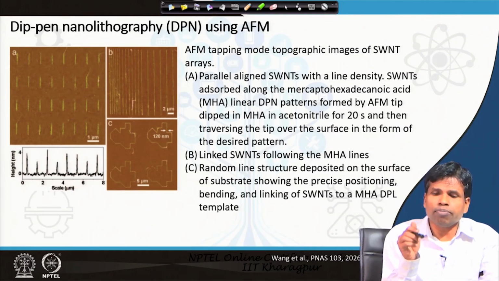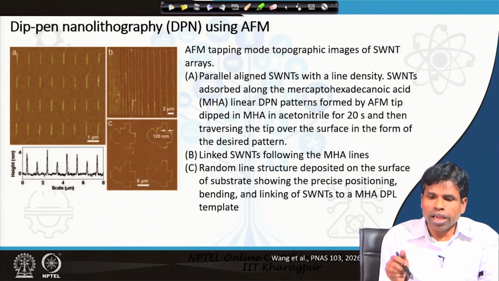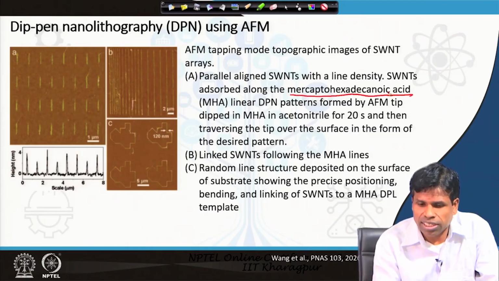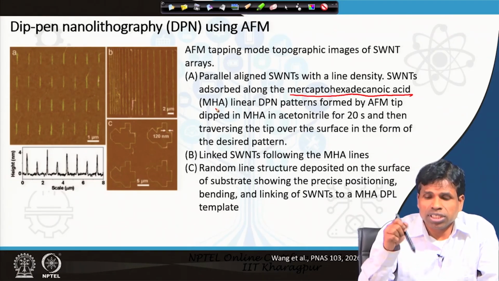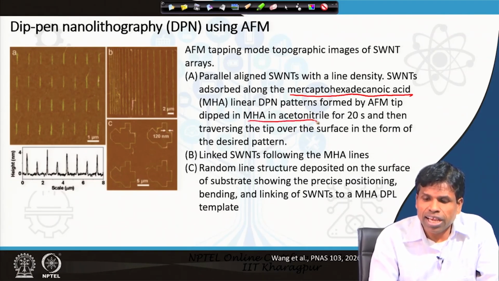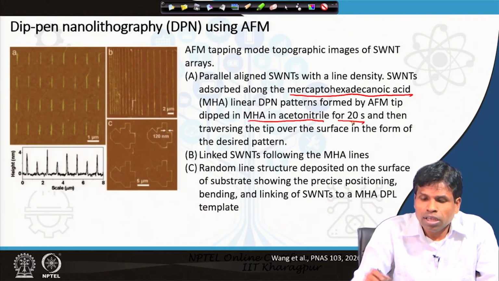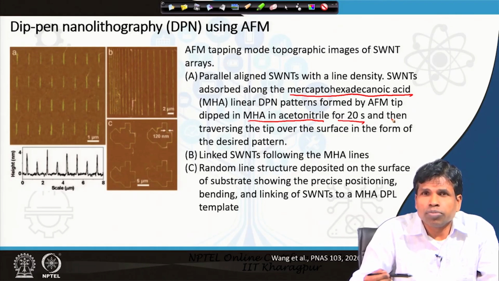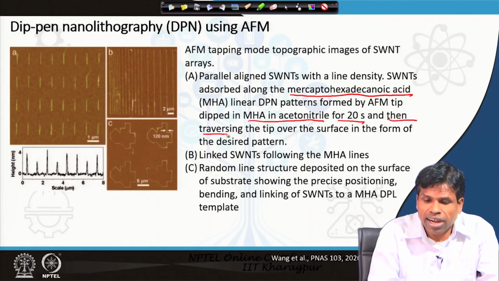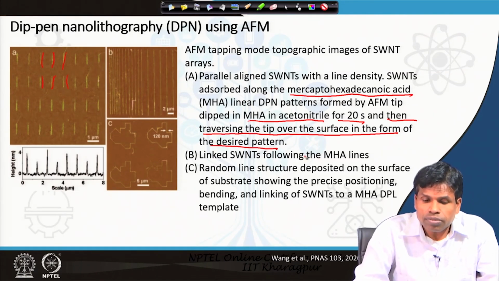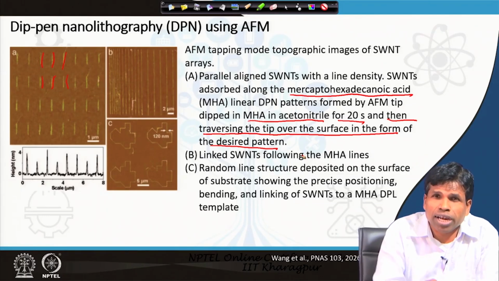Now what happens is that the AFM tip was dipped into a chemical called mercaptohexadecanoic acid, which is in acetonitrile, for 20 seconds. After dipping, the tip was traversed over the surface in the form of the desired pattern. A line was formed. After forming the line, carbon nanotubes can be spread on the surface.